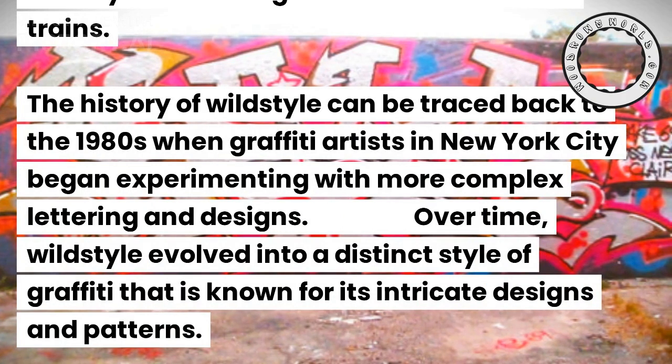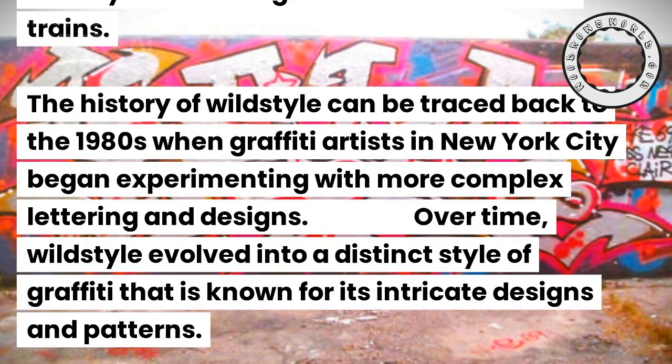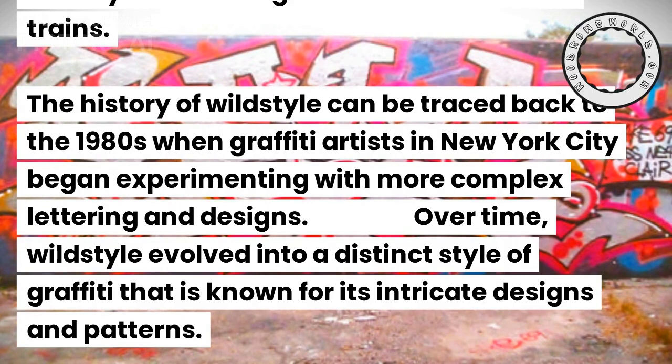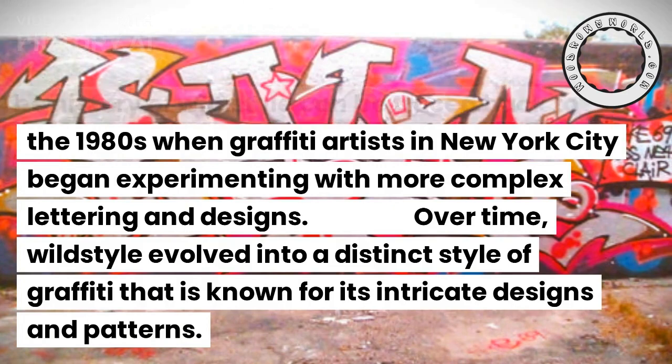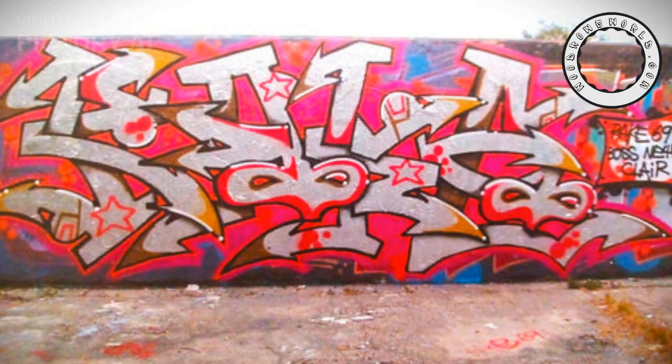The history of wild style can be traced back to the 1980s when graffiti artists in New York City began experimenting with more complex lettering and designs. Over time, wild style evolved into a distinct style of graffiti that is known for its intricate designs and patterns. To execute wild style, the artist will use spray paint to create letters that are difficult to read and then add intricate designs and patterns around the letters. The artist may use different colors, textures, and shapes to create a visually interesting piece of complex graffiti.